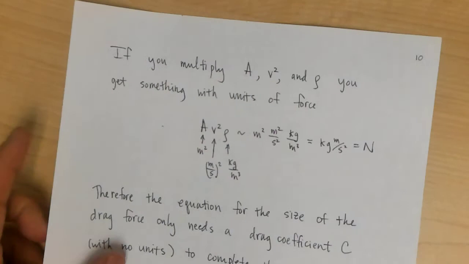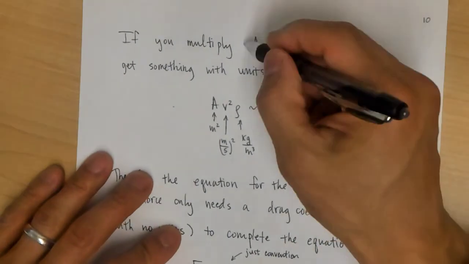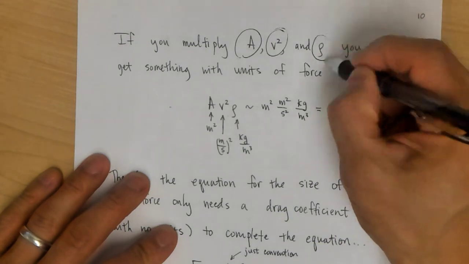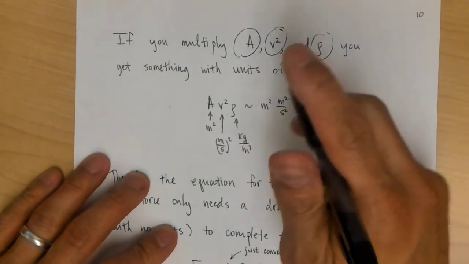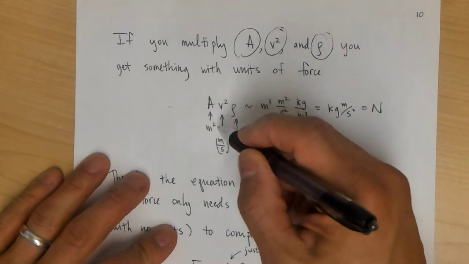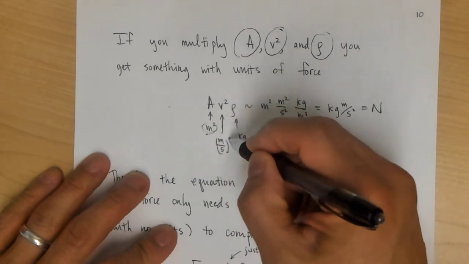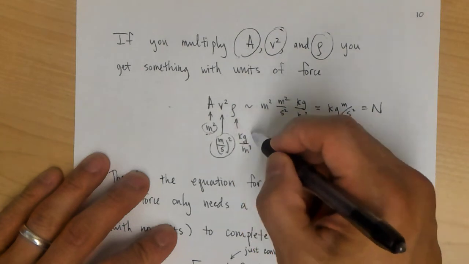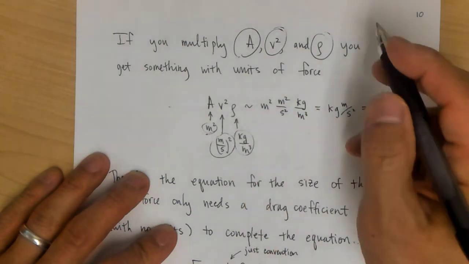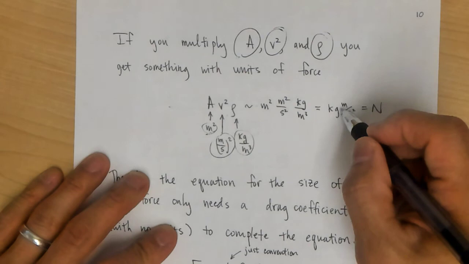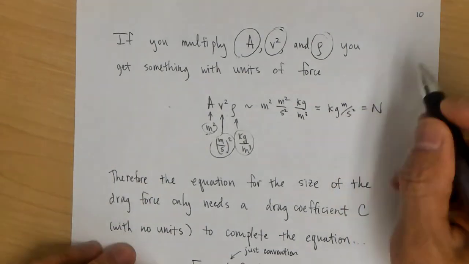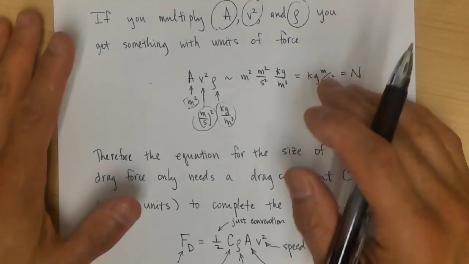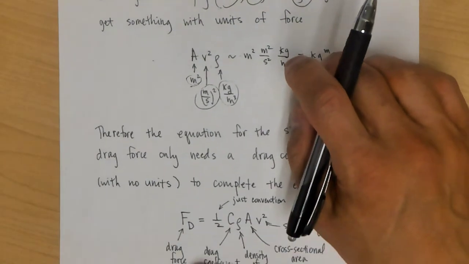It turns out if you take these quantities, the cross-sectional area, the speed squared, and the density, multiply them together, A v squared rho, and you work out the units, meters squared, meters per second squared, kilograms per cubic meter, you end up with kilogram meters per second squared, or newtons. So this is actually a way of guessing the formula for the drag force.